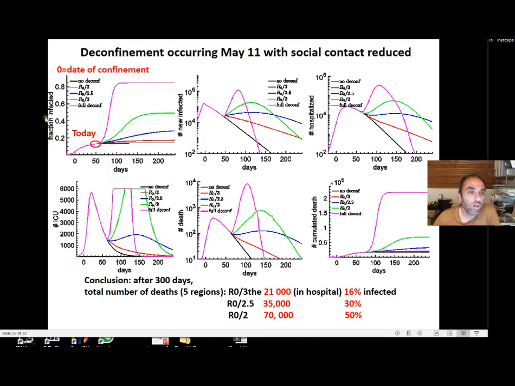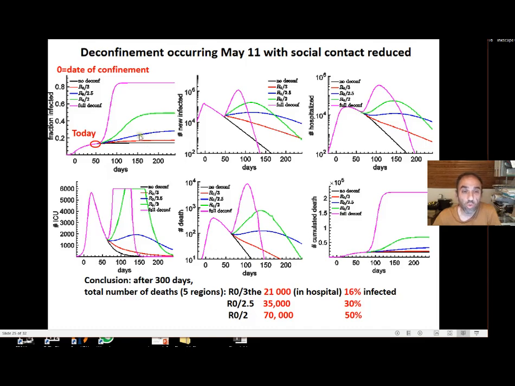If we look at the infected fraction, as you can see here, for a full deconfinement, we lose control completely. The round circles here show where we are today. If we stay confined, this is the dark curve, and again, everything is under control. R0 divided by 3 is still under control.